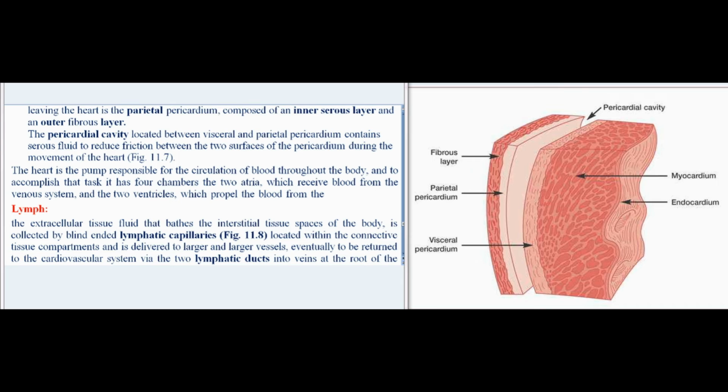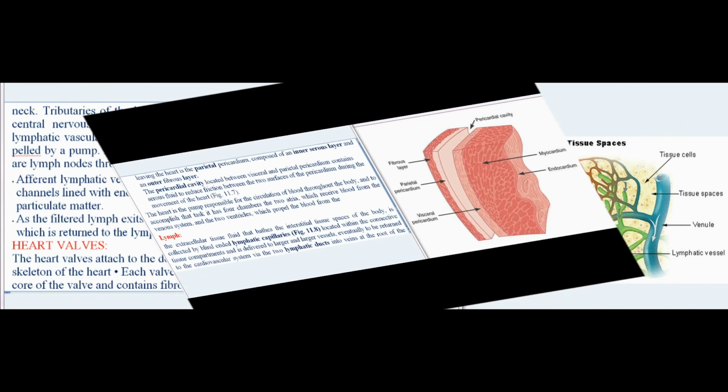Lymph. The extracellular tissue fluid that bathes the interstitial tissue spaces of the body is collected by blind-ended lymphatic capillaries, Fig. 11.8, located within the connective tissue compartments and is delivered to larger and larger vessels, eventually to be returned to the cardiovascular system via the two lymphatic ducts into veins at the root of the neck.